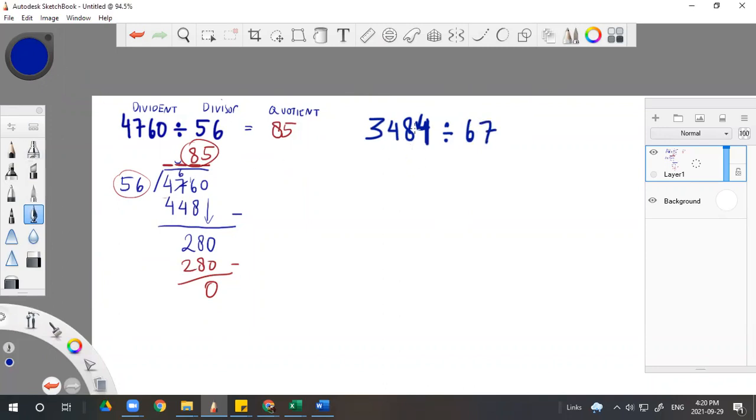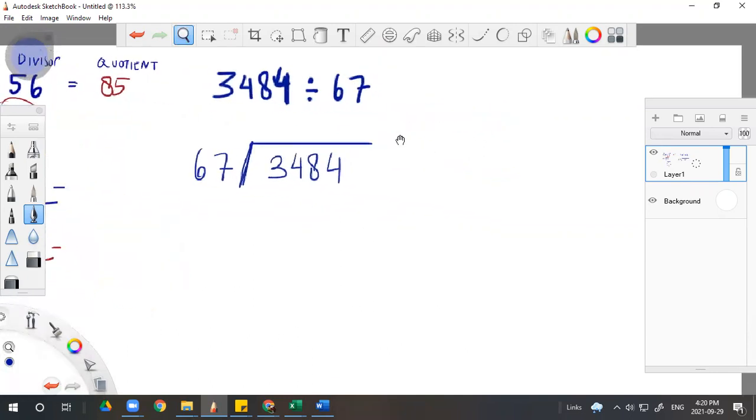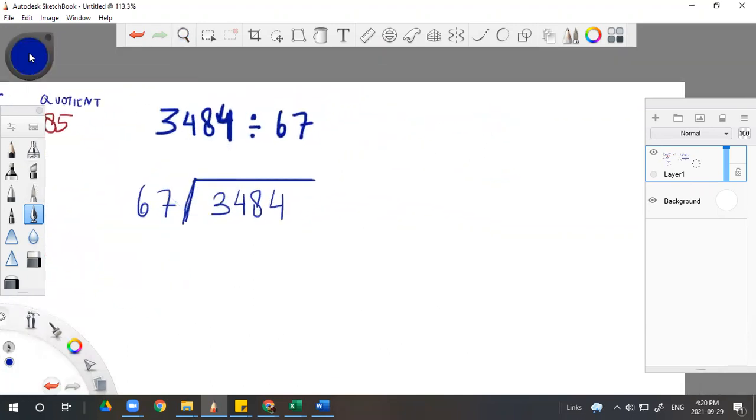Okay, so how do you do this? Again, you have to put it in the proper place. The framework is this. This is the frame, and the inside will be the dividend, 3,484, and the outside, the divisor, is 67. Now, what is the initial position in order to solve this?